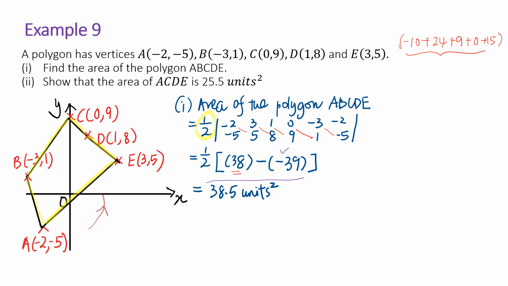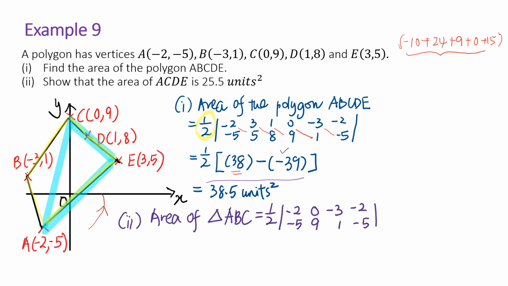All right, so the next step is that we need to show that the area of ACDE is 25.5. So one way, of course, is go and find ACDE, right? But ACDE, I think, will have more points to find. So instead, I go on to find ABC. What did I find? Wait, let me see. Area of triangle. Oh, yes.